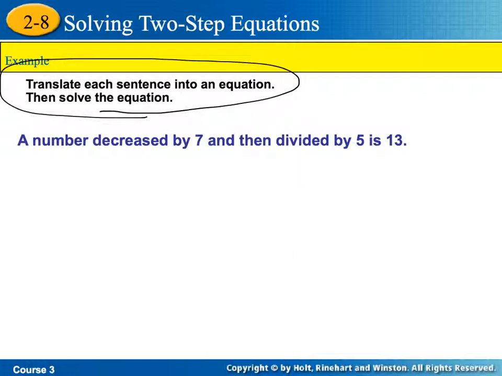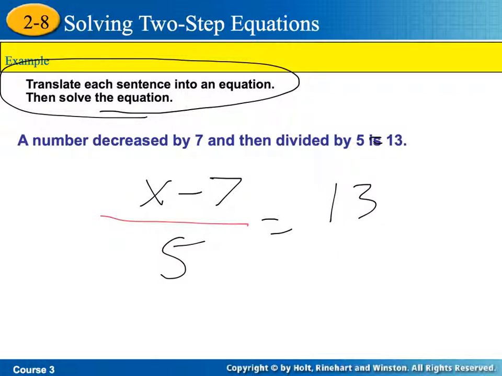So it says a number decreased by 7. What does it mean to be decreased? Well, we're taking a number and we're decreasing it by 7. And then once we do that, we take that and we're going to divide the answer by 5. Equals 13. That's what our equation should look like.